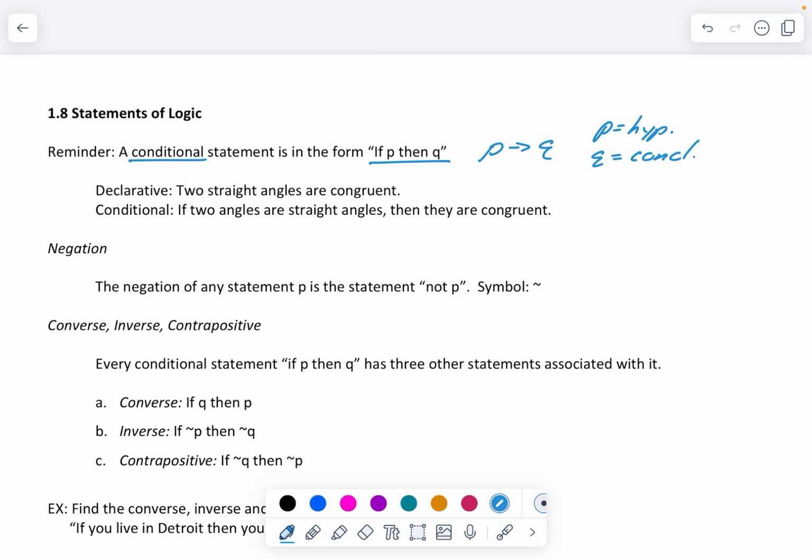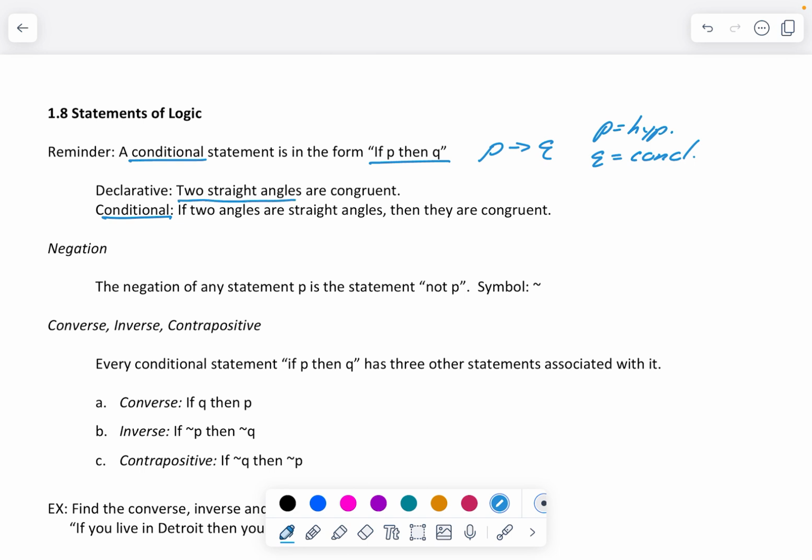So we're going to get some practice writing some conditional statements. So a declarative statement is just a fact. Matter of fact, two straight angles are congruent. The question is, how can we turn this into a conditional statement? So, it's almost like a definition or something, declarative. So we could say, if two angles are straight angles, then they are congruent. So that's how we would change that to conditional.